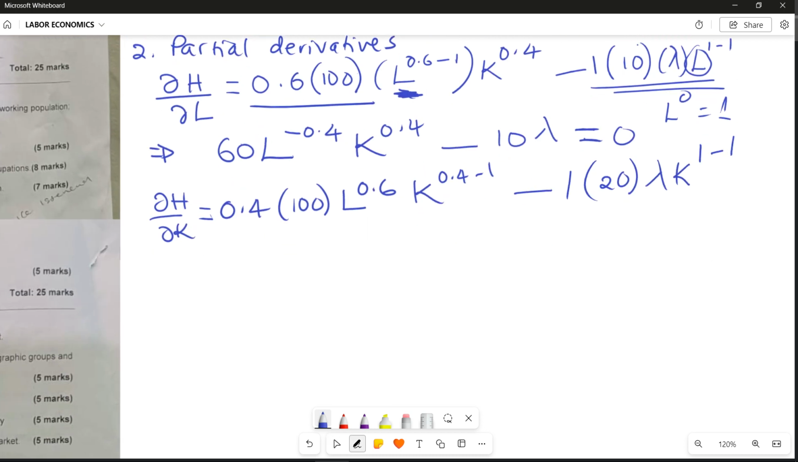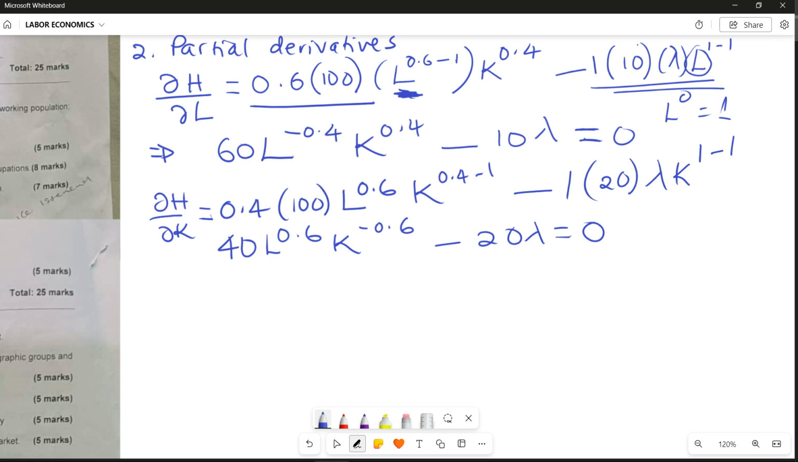Then what do we do next? Simplification. We have to simplify, yeah? So 0.4 times 100 is just 40. So 40 L to the power 0.6. We've got capital to the power 0.4 minus 1, we're going to get minus 0.6. Then I've got minus 20 lambda, which is also equal to 0.